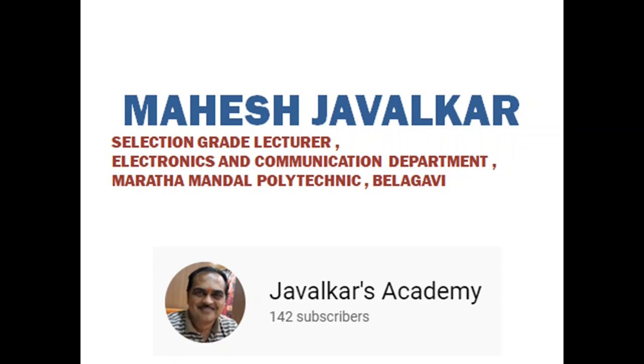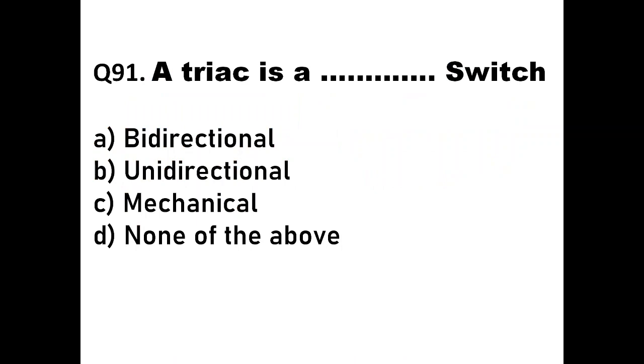Now, in continuation of the same, we'll go to the next question, question number 91. He has asked, a triac is a dash switch. If you remember, the symbol of a triac is like two SCRs in inverse parallel. That means it can conduct in both directions, so it is bidirectional. One SCR will conduct in one direction, another SCR will conduct in the other direction. So the option will be A, bidirectional. A triac is a bidirectional switch.